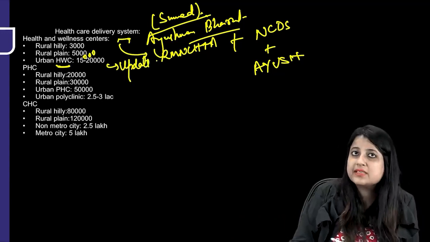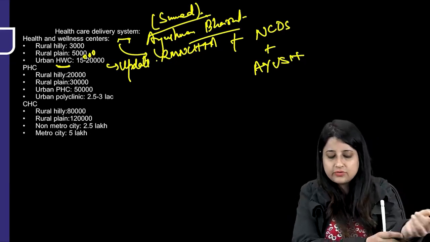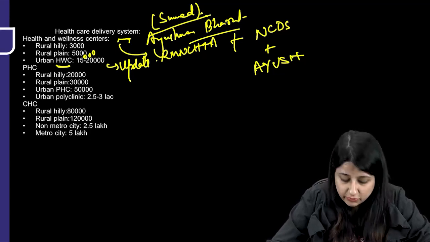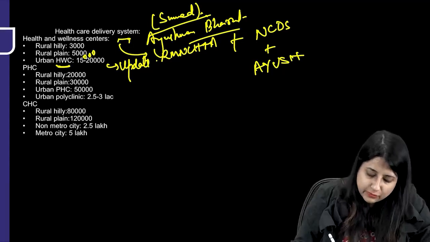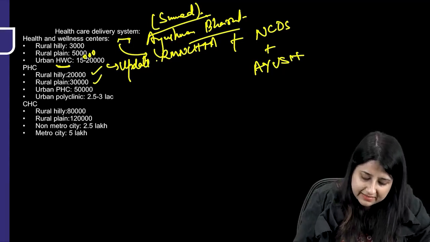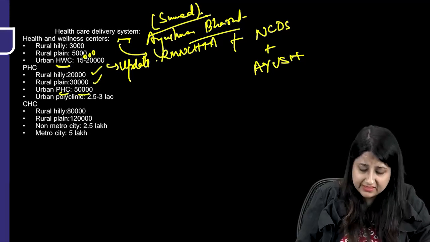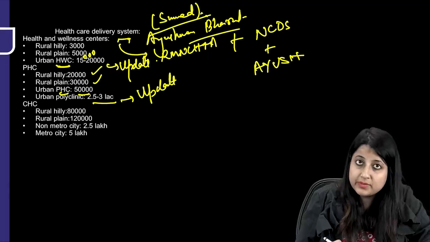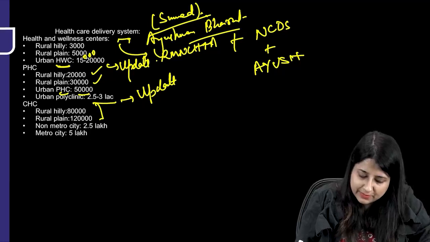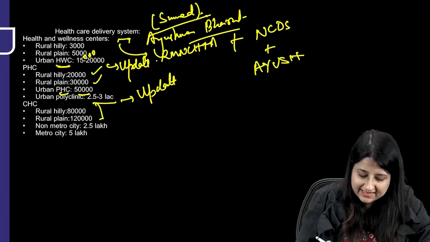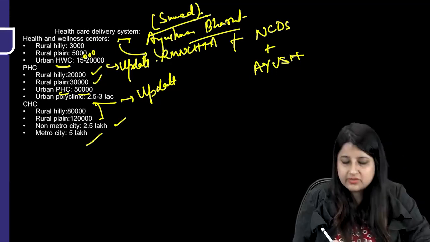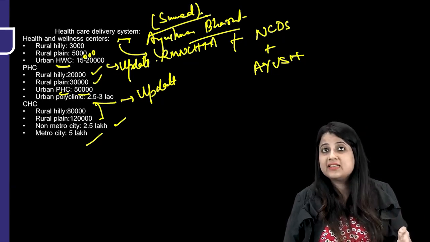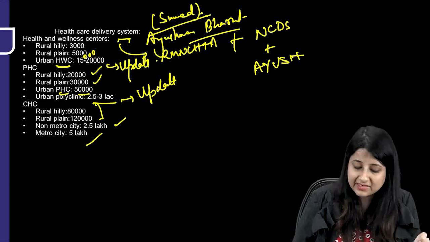Otherwise we say the urban health center, Swasthya Chowki, is present for 10,000 population, but if it's converted to a health and wellness center, 15 to 20,000 population. PHC 20,000 in rural hilly areas, 30,000 in plain areas, urban PHC 50,000. Polyclinic, this is an update. Urban polyclinic is 2.5 to 3 lakh population. CHC we already know, in rural plain areas, 1 CHC per 1,20,000, hilly areas 1 per 80,000. Non-metro and metro we have already done, 2.5 and 5 lakh population. I just want you to know, if somebody asks you, do we have health and wellness centers in urban areas? Yes, it is for 15,000 to 20,000 population.